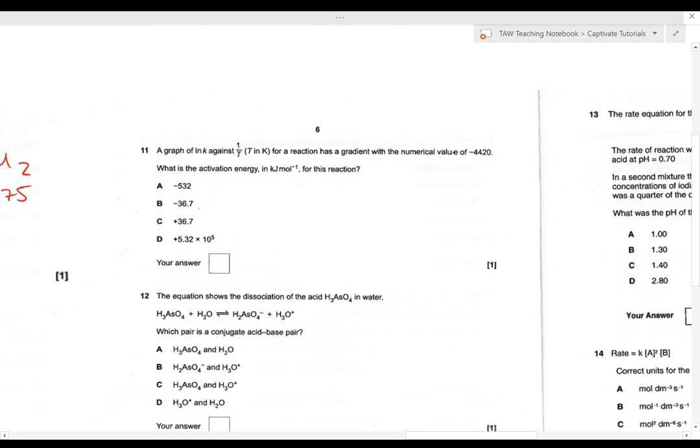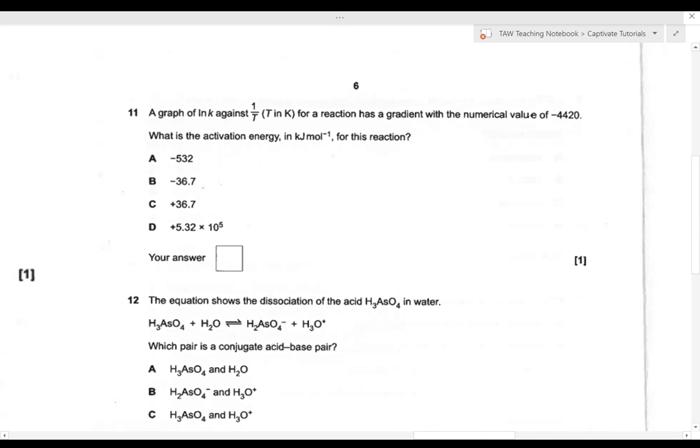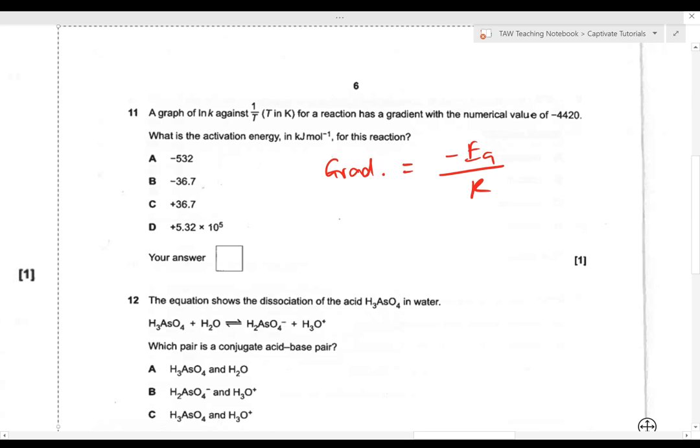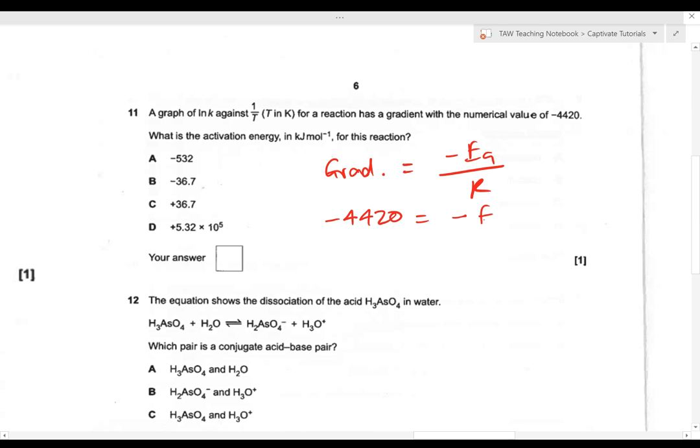On to question 10, a rates of reaction question. So we need to use our gradient to work out activation energy. We need to remember that our gradient is equal to minus EA over R. So if we substitute in our value for the gradient, we know that minus 4,420 is equal to our activation energy over R, which if we look in our data book has a value of 8.314.